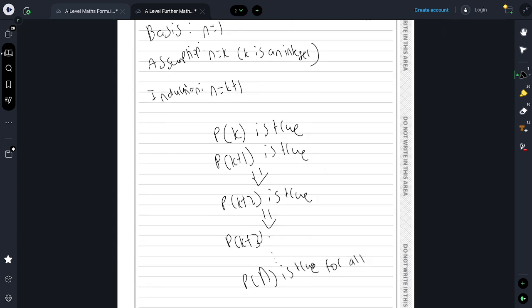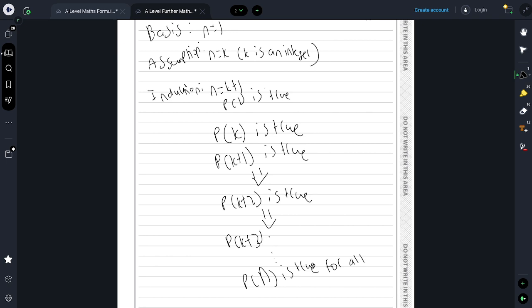But the only question is, we need to know where to start this chain of reasoning because we're given a generic number k here. So once we kick off the chain, we know that if we assume an initial number is true, and then the next number is true, we can keep continuing on to the next and the next and the next number for every integer. But we need to know where to start, and that's where this basis is. This basis tells us where to start this chain of reasoning.